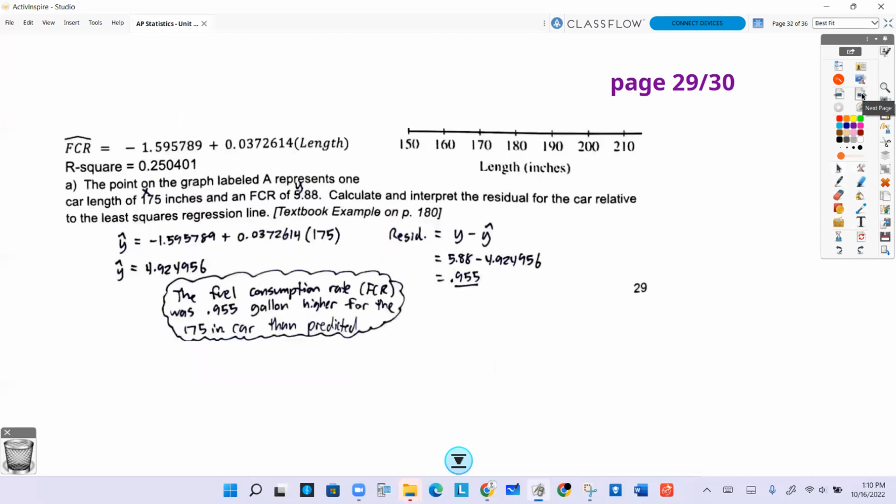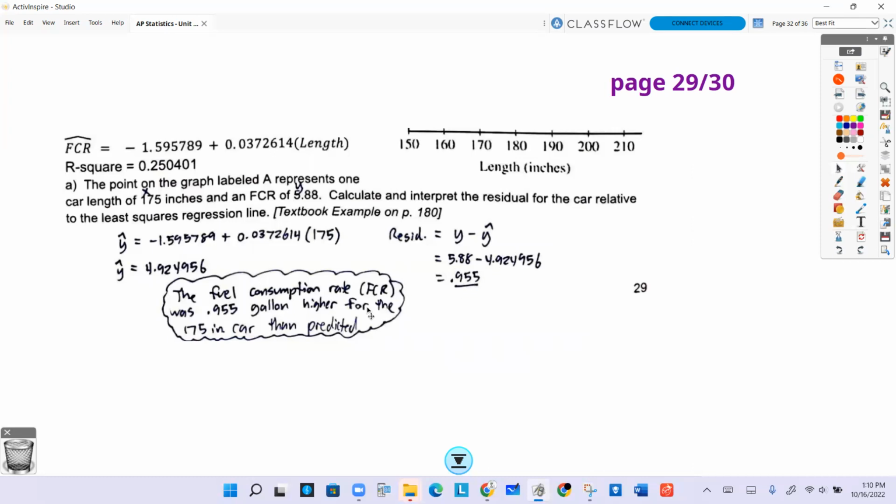All right, here's what I got. Remember, residual is y minus y hat, actual minus predicted. So we have the actual value, 5.88. The predicted you can get by plugging in 175 into the equation, and you get about 4.925. So if you subtract that predicted from the actual, you get a residual of about 0.955.